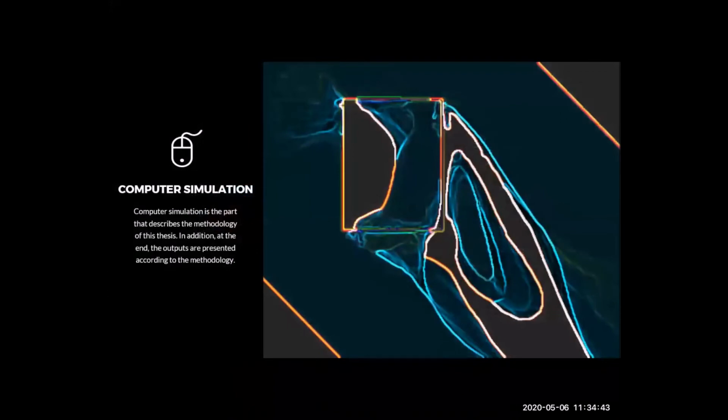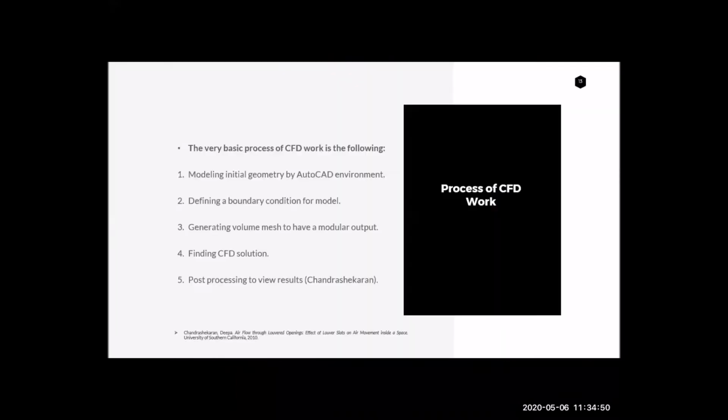The next section is computer simulation, or we can say methodology. I'm going to start with a very basic process of CFD. The first one is modeling the initial geometry in the AutoCAD environment. The next one, defining a boundary condition for the model. The third one, generating the volume mesh to have a modular output. Finally, finding the CFD solution, and post-processing to view results.